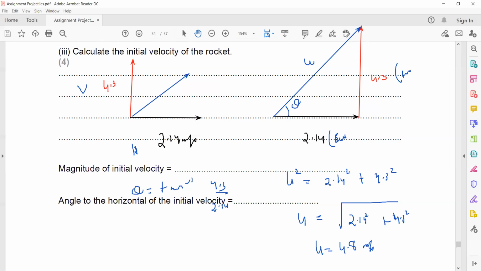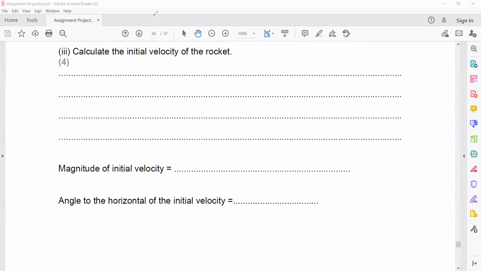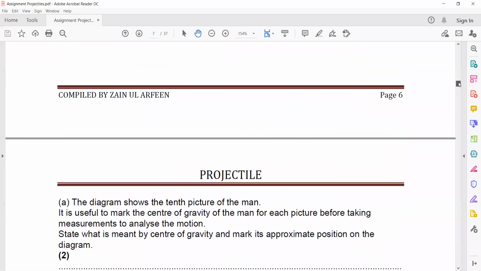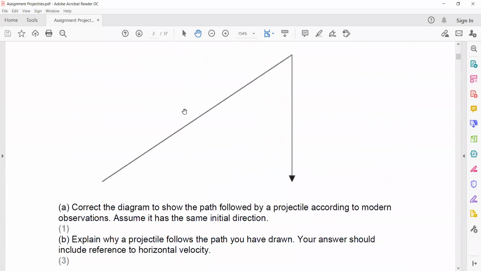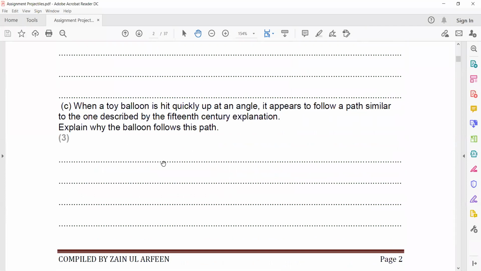Any other question from this exercise of the projectile? Is there any other question related to projectiles? Question 1C and 2C. In 1C, why is a toy balloon hit quickly up at an angle and appears to follow a path different from that described in the 15th century?